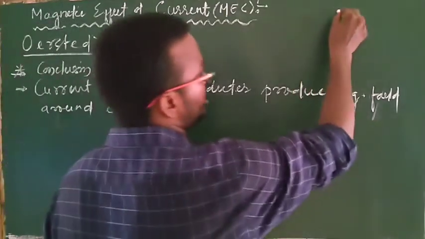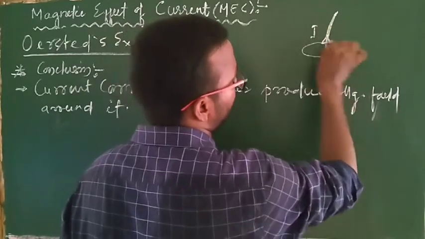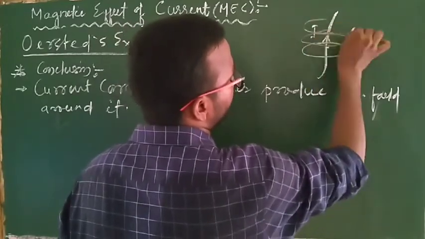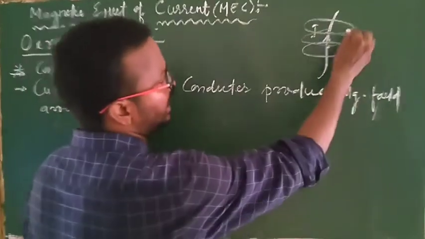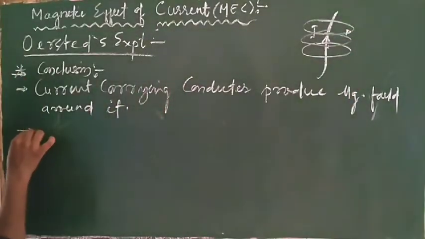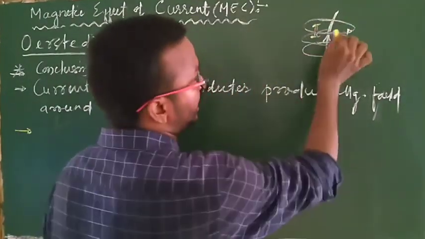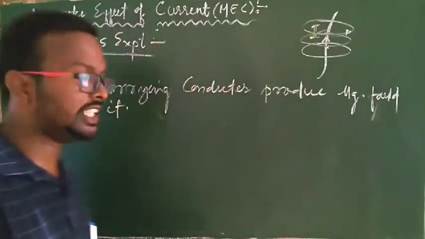Clear? This current carrying conductor produces a magnetic field around it in this way. This is the magnetic lines of force. Next point, if the current flowing through the conductor increases, then the magnetic field strength around the conductor increases.